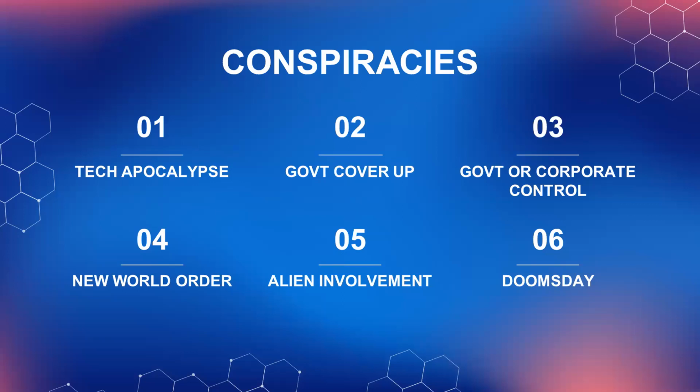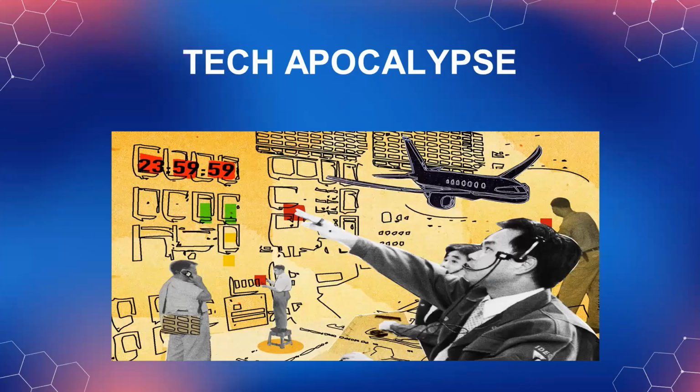Many conspiracy theories emerged from this potential disaster, and we'll examine the 6 most prevalent. The first one is the technological apocalypse. So one prevalent theory was that the Y2K bug would trigger a technological doomsday scenario. Proponents of this theory predicted widespread failures in critical infrastructure systems, such as power grids, transportation networks, and financial institutions. They suggested that society would descend into chaos as essential services collapsed.